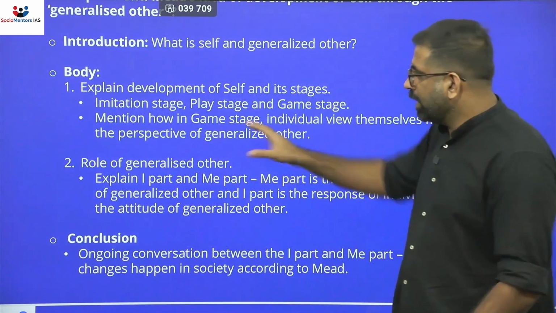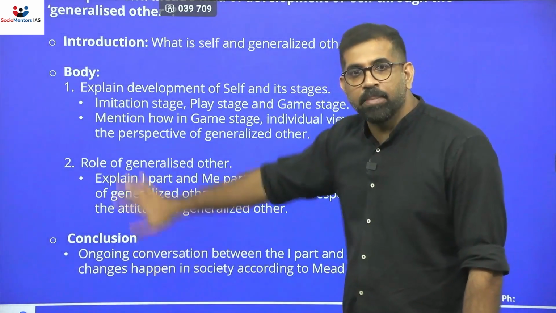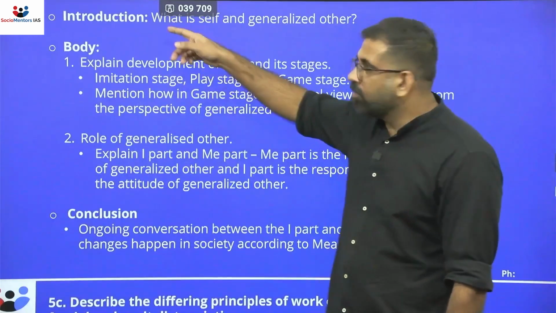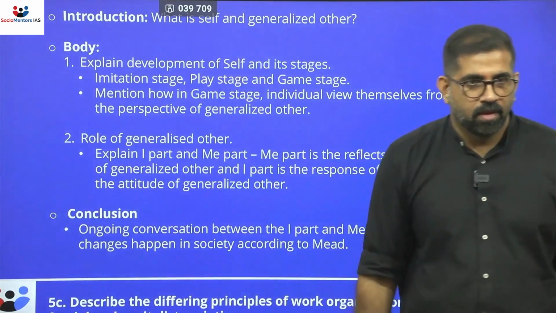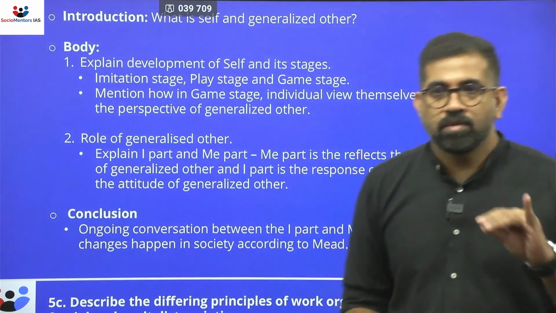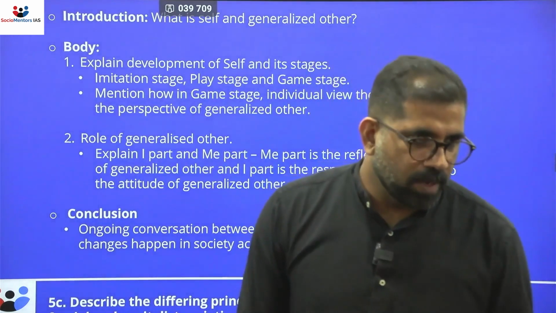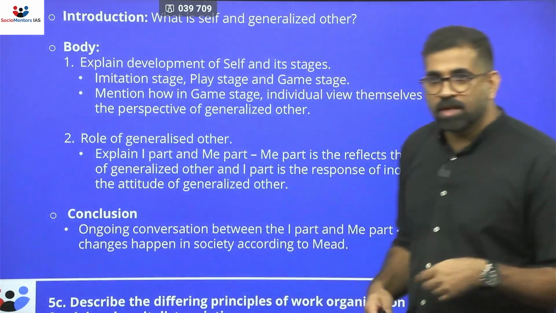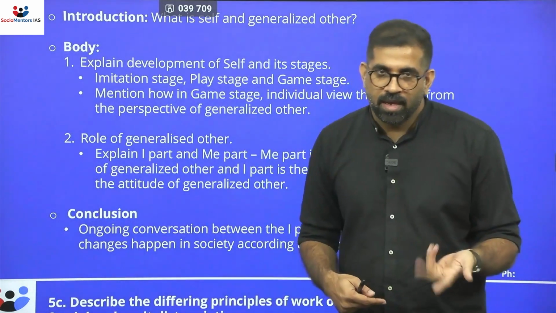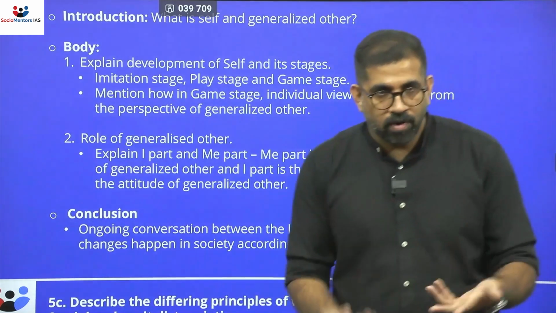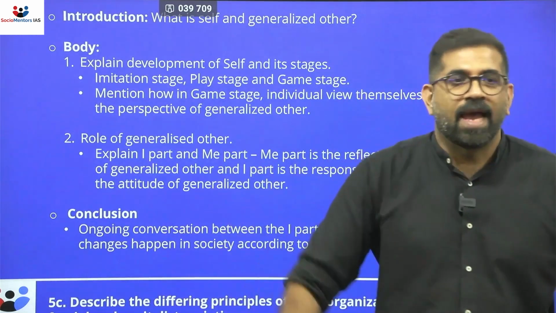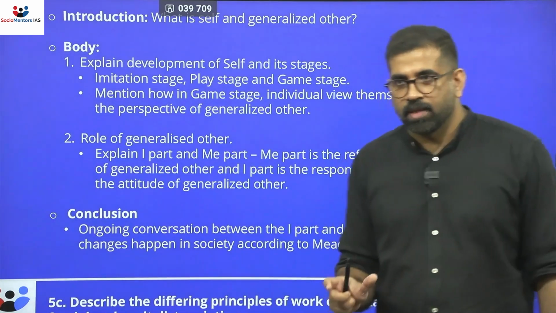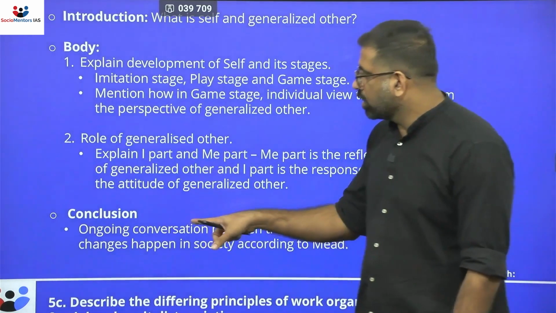Clear? And then in the second part, you have to elaborate on that part. That is how the role of generalized other is influencing the development of self. So there you have to mention that for an individual's self, there are 2 parts, which is I part and me part. When it comes to me part, it is nothing but the reflection of the generalized other. And when it comes to I part, it is the response of the individual to the attitude of generalized other. So that connection should be established properly there. Clear? And then you can conclude.